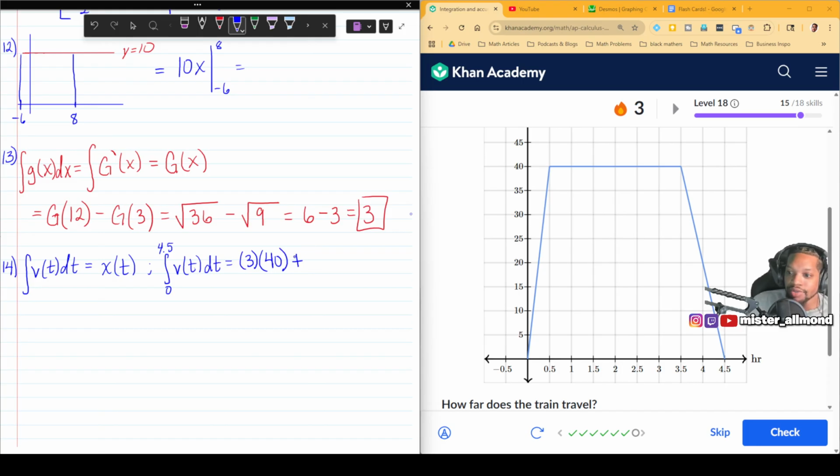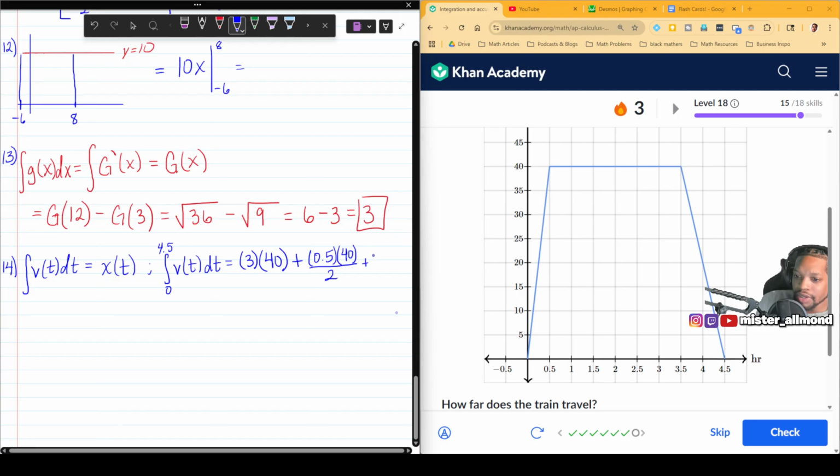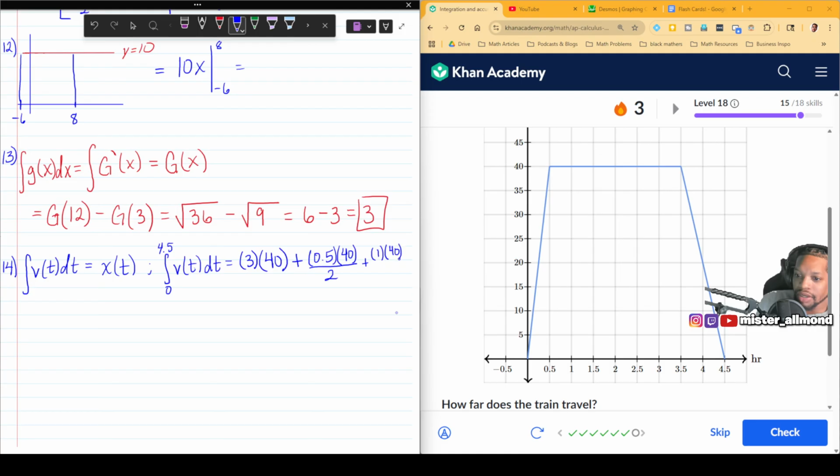Okay, so I got the rectangle, and then for the triangle on the left, the base looks like it's 0.5, and then the height looks like it's 40, and then divided by 2 because that's the area of a triangle. And then the other triangle also has a height of 40. This one, however, looks like it has a base of 1. So this would be plus base, height is still 40, divided by 2. Okay, so, all right, now we just add stuff up.